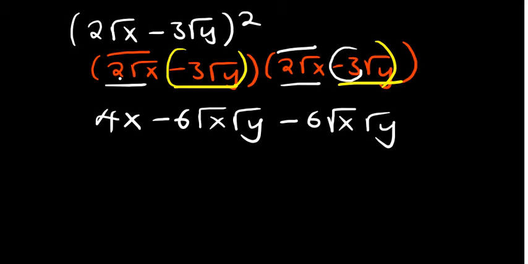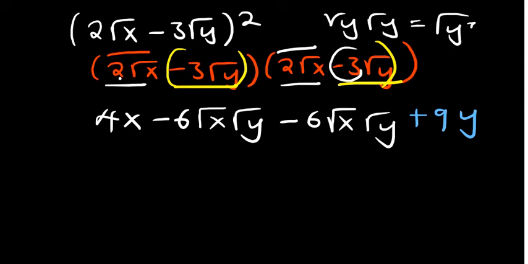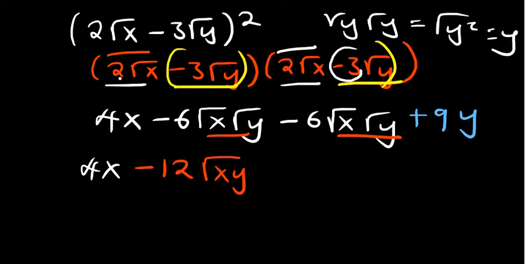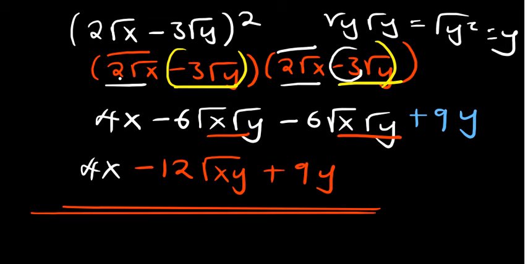Then the last part, this one, multiplied by that. Negative 3 by negative 3 is going to be positive 9. Root of y by root of y is basically just going to be a y. Okay. So root of y by root of y is just square root of y squared, which is just y. At this point, we have 4x, the middle part, they're like terms. Okay, so 6 plus 6 is going to be a minus 12. The root of x multiplied by the root of y is the same as what? It's the same as root of xy. Then plus 9y. So we've simplified this side.